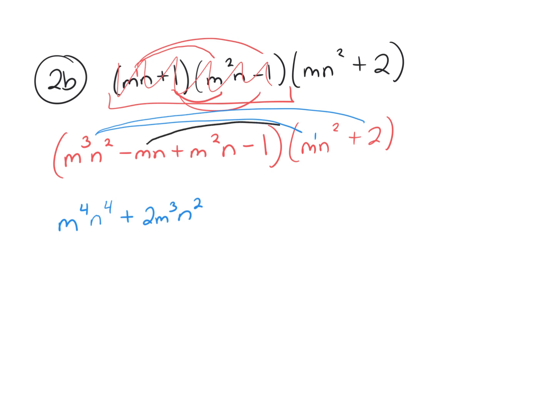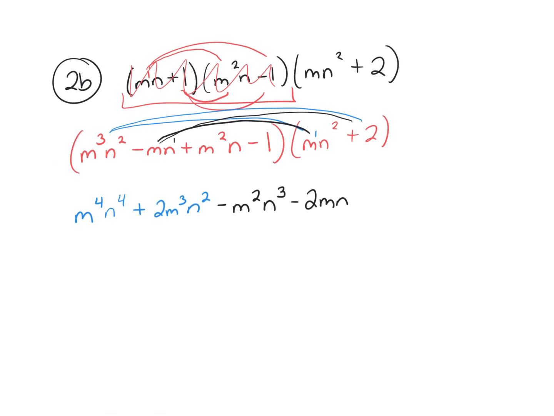So now I have negative mn times mn squared. Negative mn squared. How many m's? M squared. How many n's? N cubed. Don't forget this one has 1. Yep. Negative mn times 2. Whew. That'd be negative 2mn.